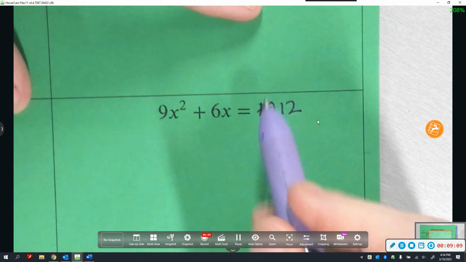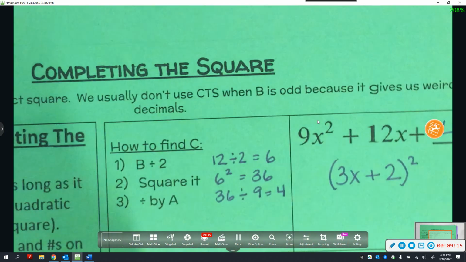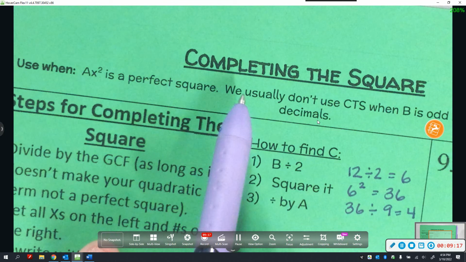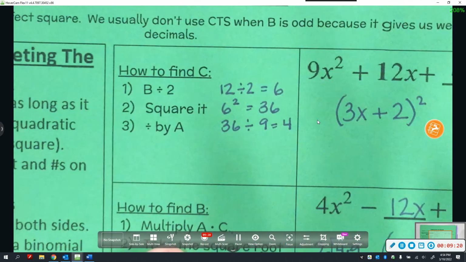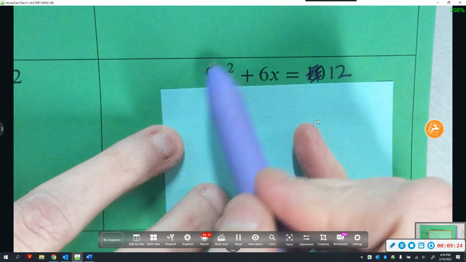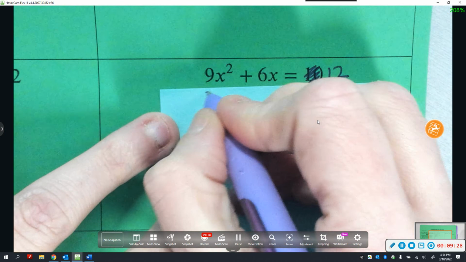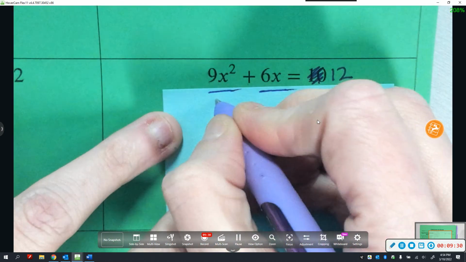Okay? If I look at this problem, and we're not going to write this down, but we're having a conversation right now. 9x squared, so it says here, I'm going to use completing the square when ax squared is a perfect square. We don't usually use it when b is odd, but we can. So if I look at this, 9x squared is a perfect square. But there's a greatest common factor. Now, what if we take out that greatest common factor of 3?